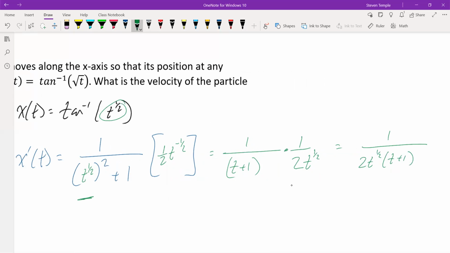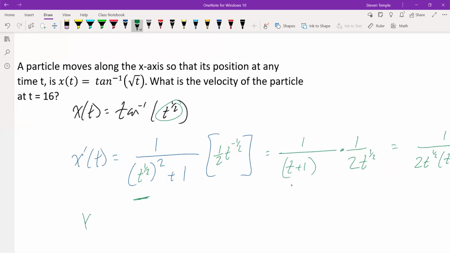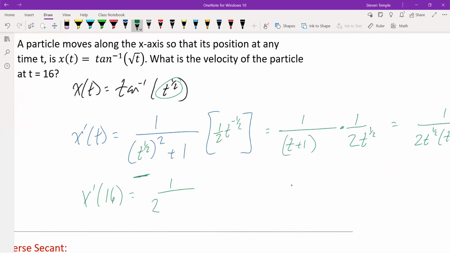Now, I didn't answer the question yet. It says, what is the velocity when t is 16? So I'll substitute 16 into our derivative. 1 over 2 times, this is really the square root of 16, and 16 plus 1. Let's see, I'm going to get an 8 and a 17. And if we multiply that out, that's going to be 1 over 136. Okay, so that is the derivative of the inverse tangent, an example of that.